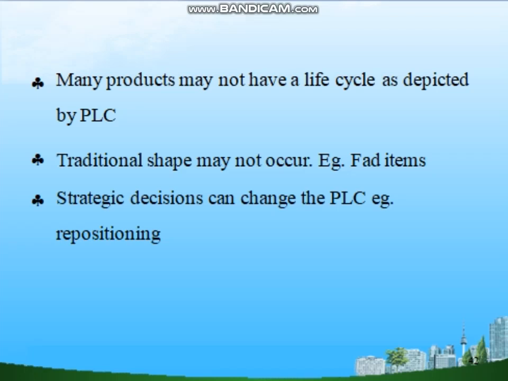And next is that strategic decisions can change the product life cycle. For example, repositioning. Sometimes if the product is repositioned, then those strategic decisions can change the product life cycle also.